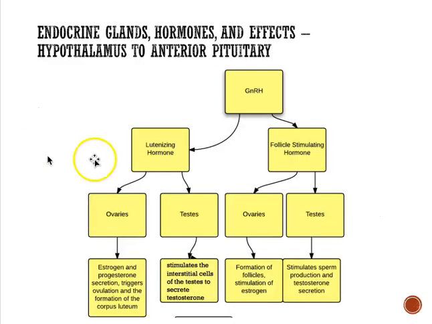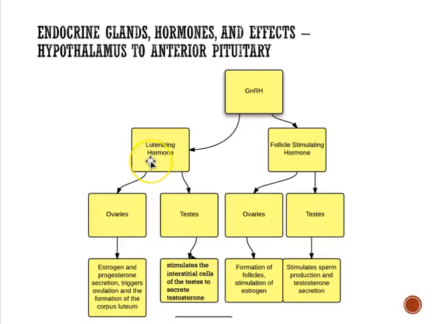So, first one, gonadotropin releasing hormone, that's GnRH, that's in the hypothalamus. That will cause the release of either luteinizing hormone or follicle stimulating hormone, or I should say both of them, from the anterior pituitary. So this line is anterior pituitary. Luteinizing hormone will then go on to affect either ovaries or testes, depending on what the individual has.